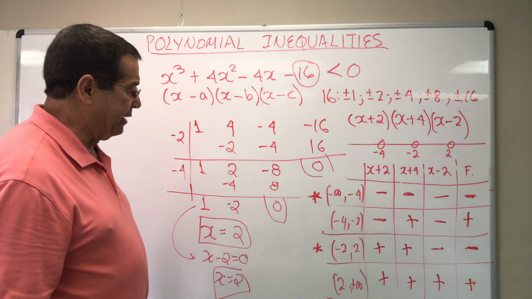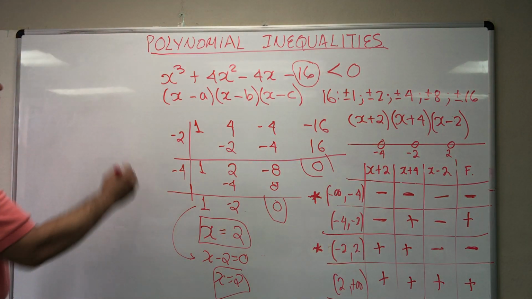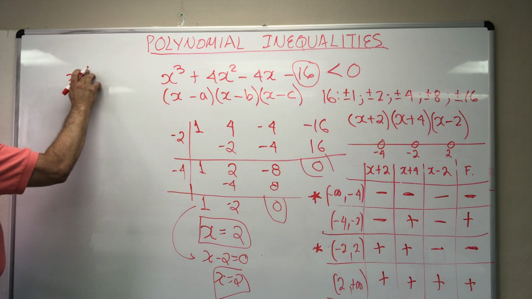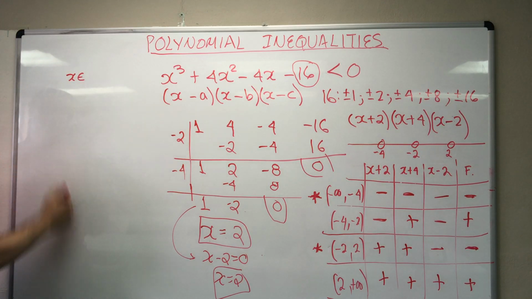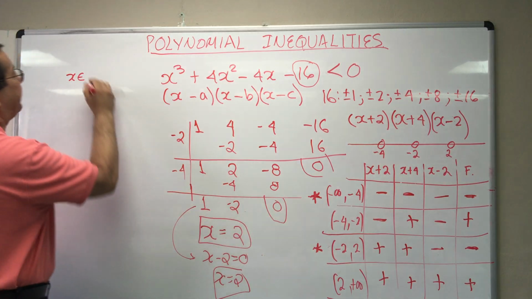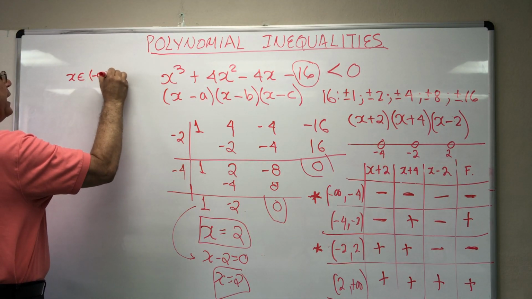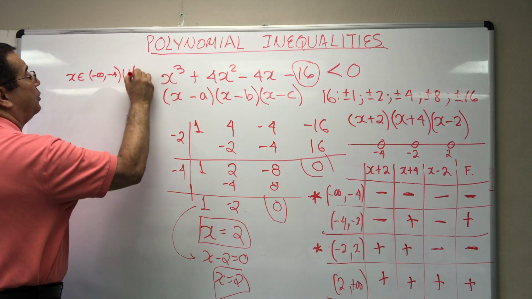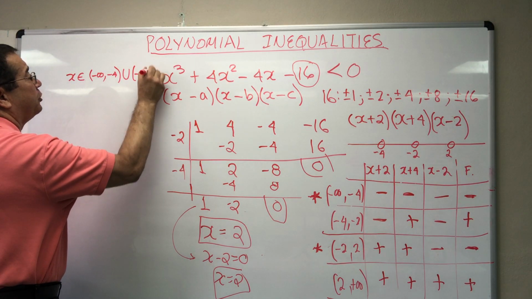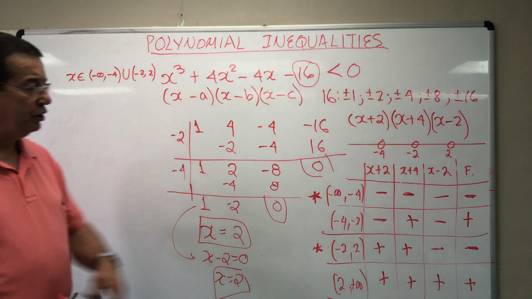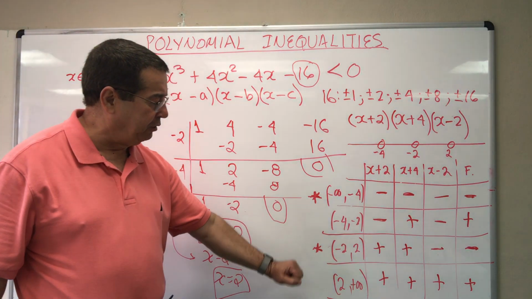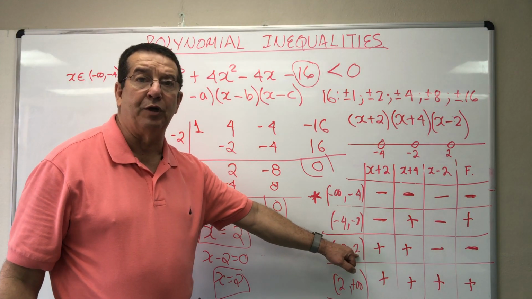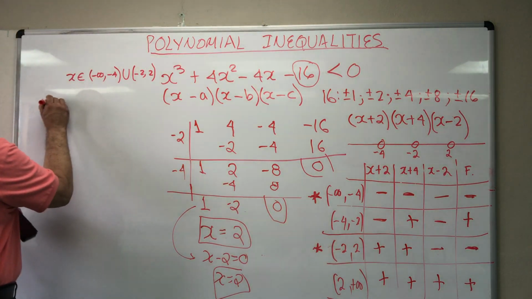Okay? Then I'm going to write the solution here. My solution is x is negative infinity to negative 4 union negative 2 to 2. That's the solution. Negative infinity to negative 4 union with negative 2 and 2. This is my solution. And graphically, you write this one.